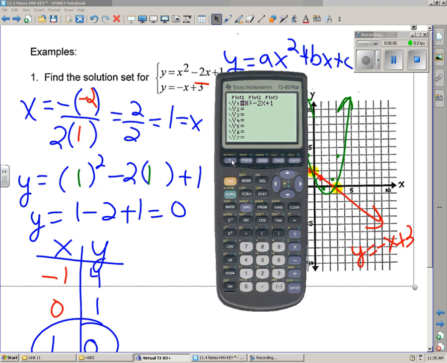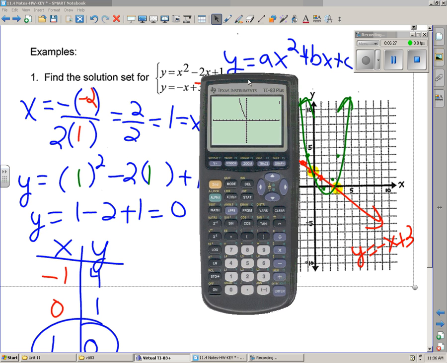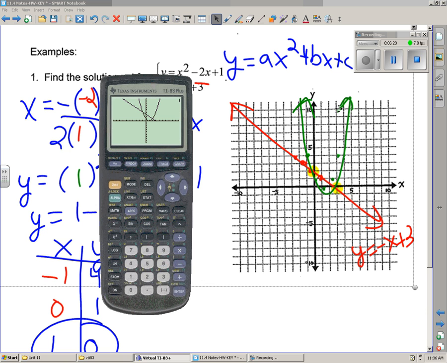I'm going to go into y equals. I don't have the line in there yet, so I need to do that. Negative x plus 3. Oopsie, I didn't mean to clear that one out. Let me try this again. So I've got x squared minus 2x plus 1. In y2, I've got negative x plus 3. I'm going to graph this. Looks exactly like what we have on our own grid.